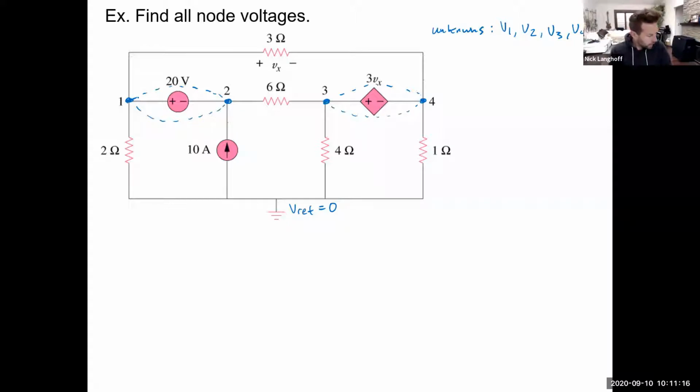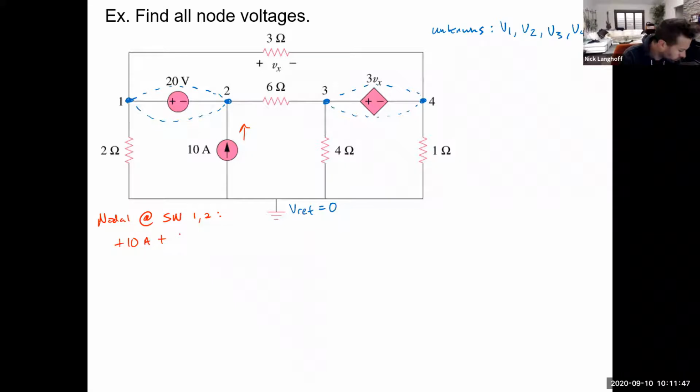And so let's now do a nodal equation. First, we'll do nodal at, I'm going to write SN for short, for supernode, at the supernode 1, 2. Okay, so let's go ahead and do it. We've got a 10 amp source flowing into the supernode on the node 2 side. So we get a plus 10 amps.